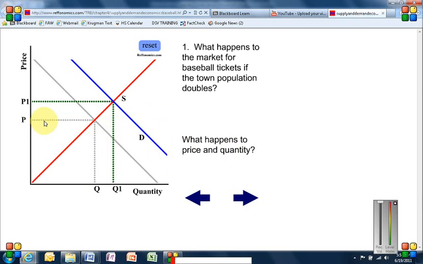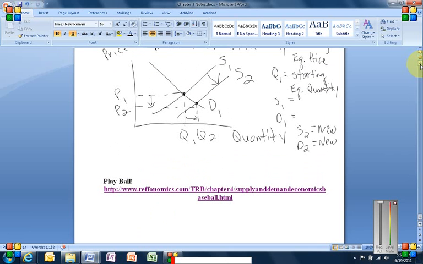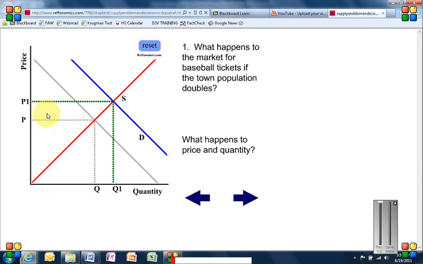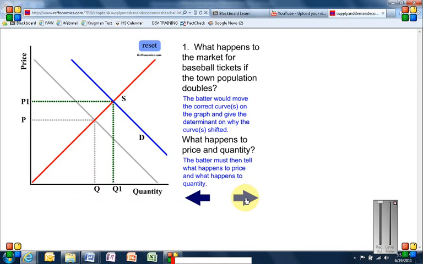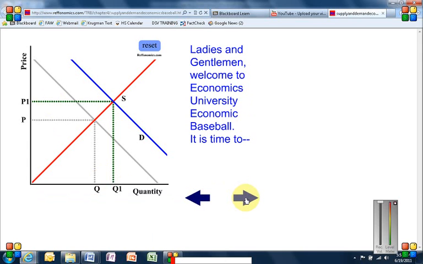According to my graph, whether I use this or I were to go back and draw a graph the way that I just instructed you and drew a new demand curve to the right from where we originally began, we would have an increase in price and an increase in quantity. But who knows, maybe I'm wrong. Let's check. Yay, we're right. Price would increase and the quantity would increase.